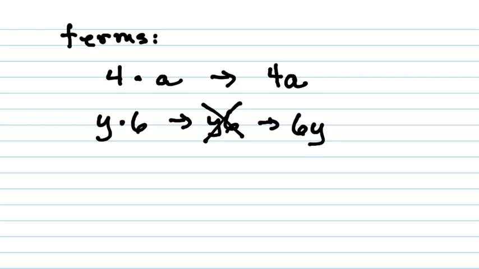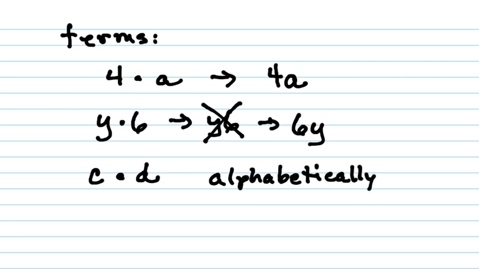Now, let's say that I have several different letters to multiply together. So let's say I'm going to take C times D. Well, if you have all letters, what do you normally do with letters when you're just thinking about letters? Is there an order for letters? Alphabet, exactly. So you always do them alphabetically. So C and D, which one comes first in the alphabet? So you're just going to write CD.